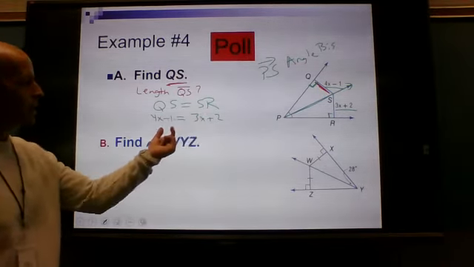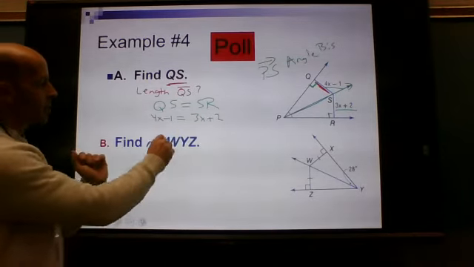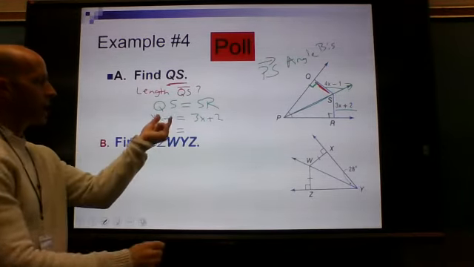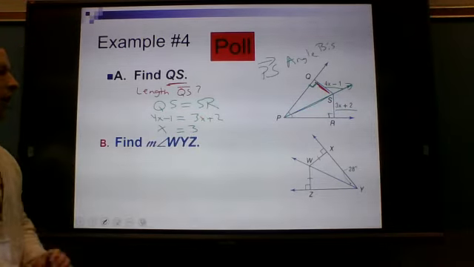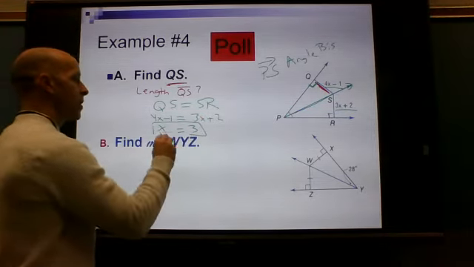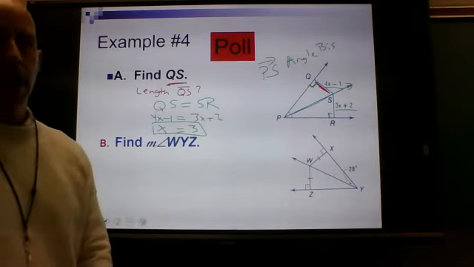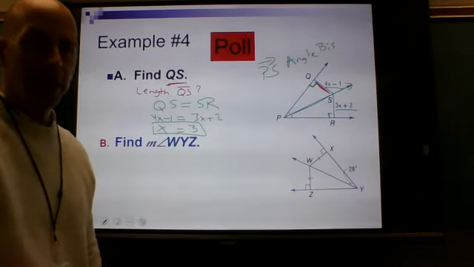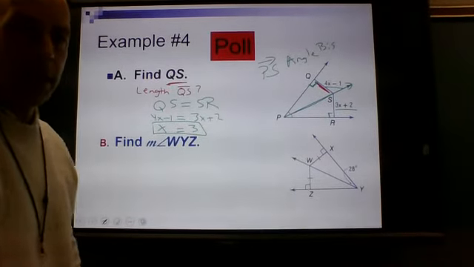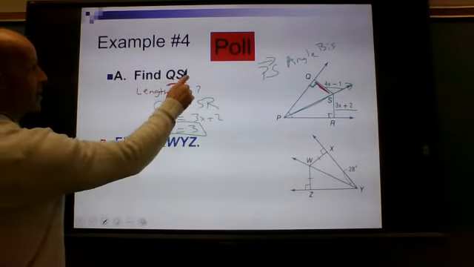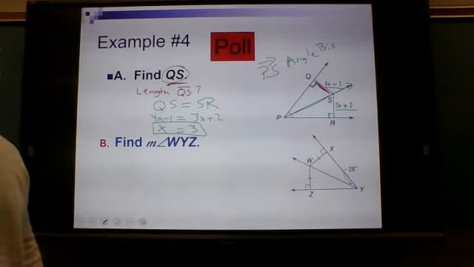We subtract 3x from 4x, which gives us x. We add 1 to 2, which gives us 3. So we know that x is equal to 3. Now be careful. If this had been a quiz question, this is not where you want to stop, because this question didn't ask us for x. It asked us for the length of QS.